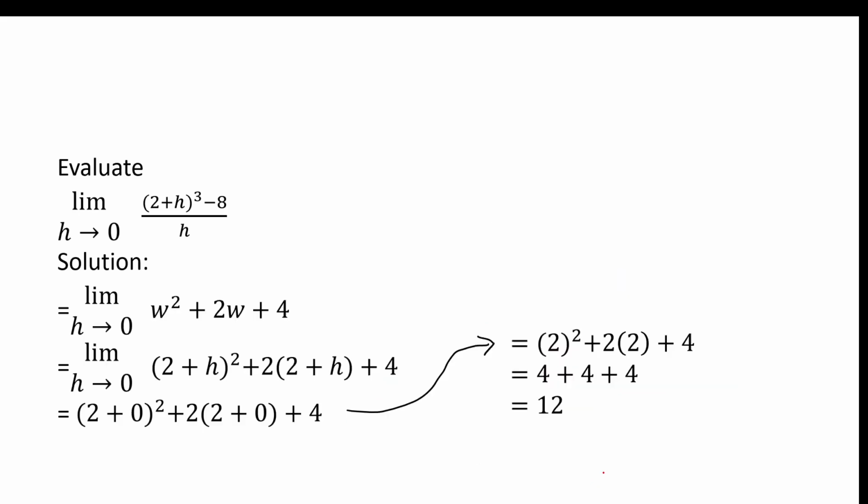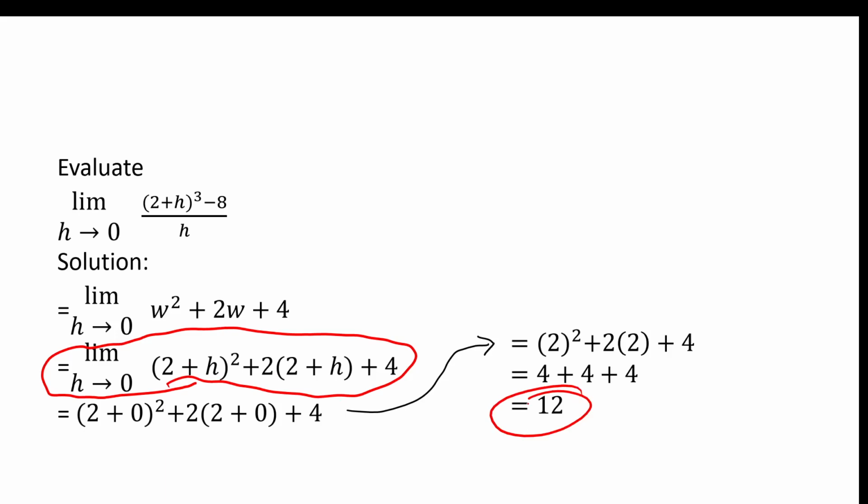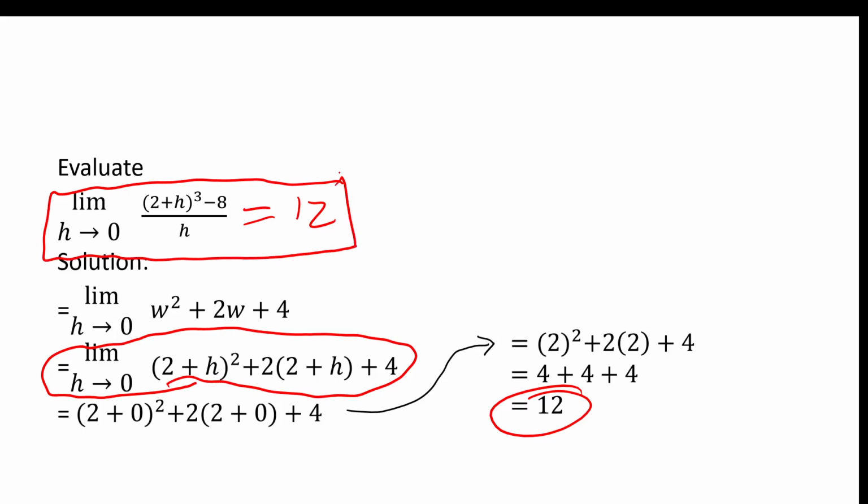Okay? And so what we've actually got is the limit as h goes to 0 of w squared plus 2w plus 4. Remember that w is the same as 2 plus h. So subbing in that, we have this expression right here. And we can certainly now plug in an h value of 0 without any problems. Doing that, we end up with the answer of 12. So the limit as h goes to 0 of (2 plus h) cubed minus 8 all over h is actually equal to 12.